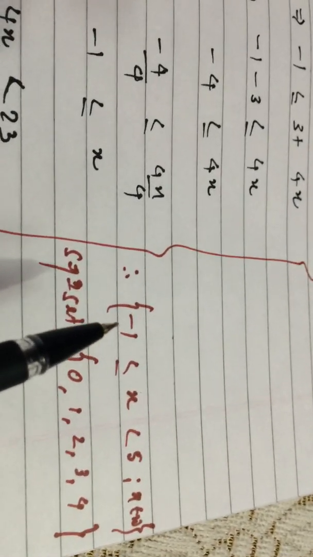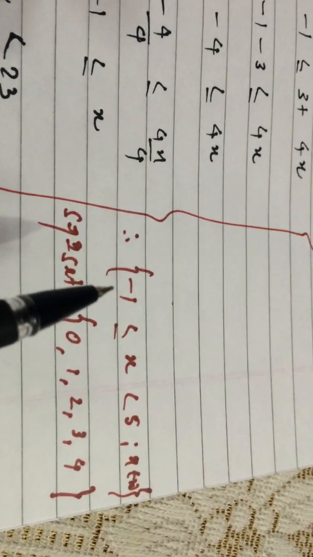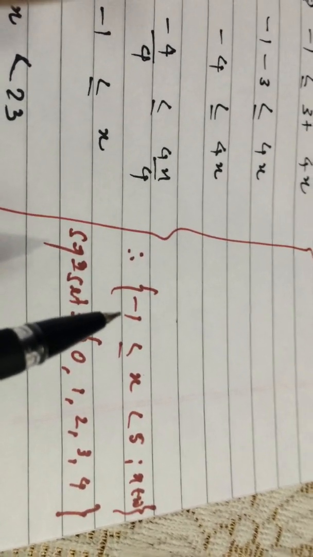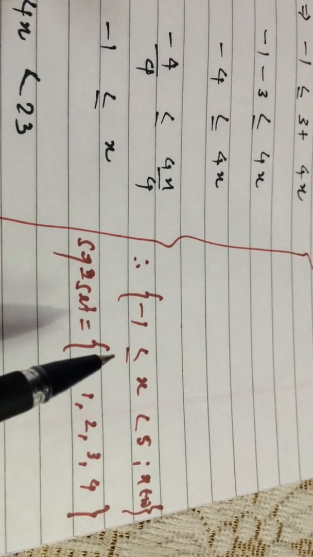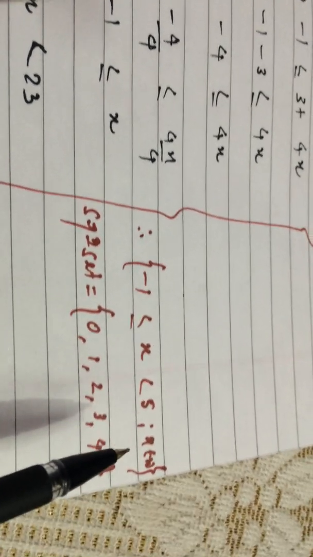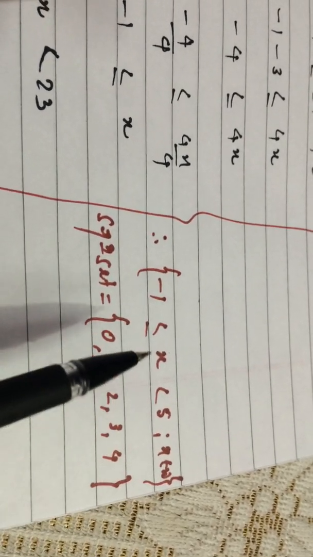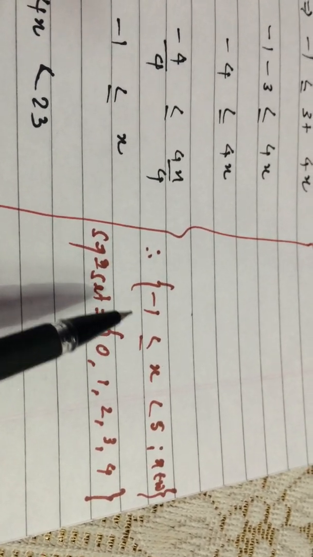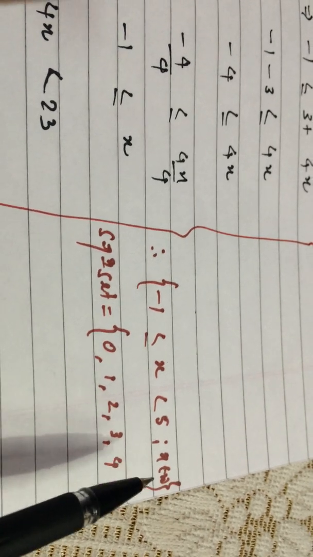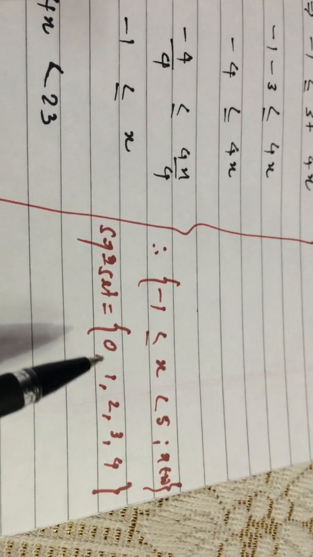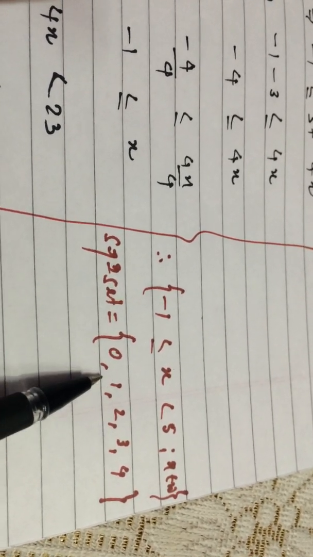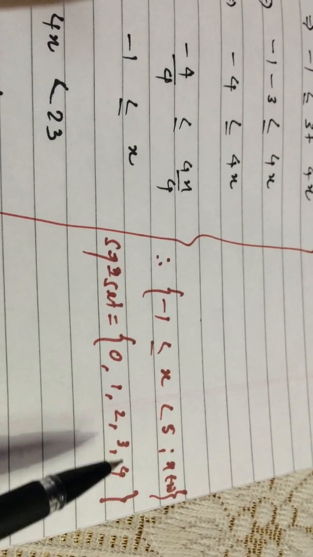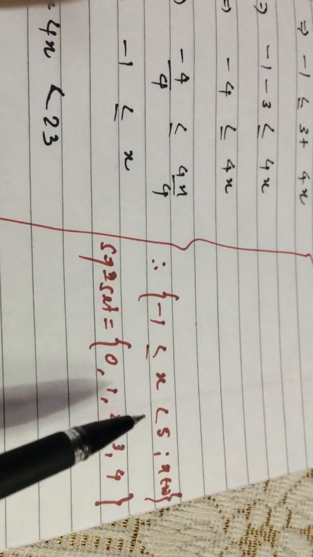The solution of the inequation is minus 1 less than or equal to x and x less than 5, and x belongs to whole numbers. So the value of x should be greater than or equal to minus 1 but less than 5, and x belongs to whole numbers. So whole numbers start from 0: 0, 1, 2, 3, 4, because the value of x is less than 5.